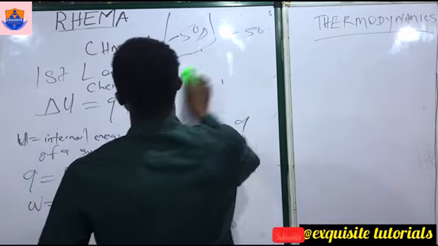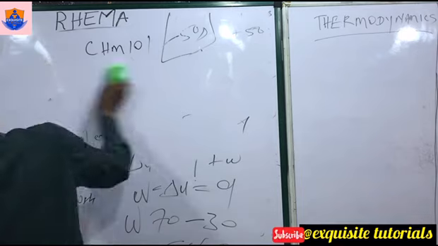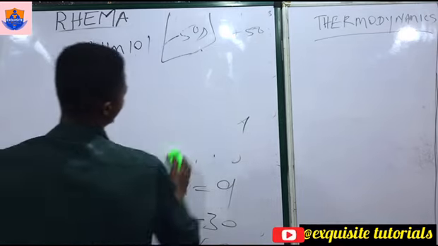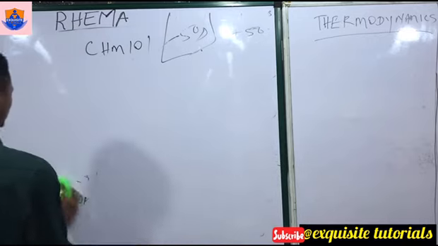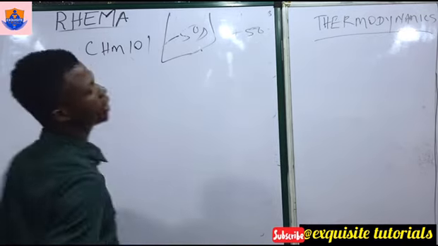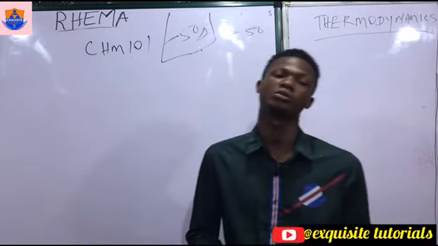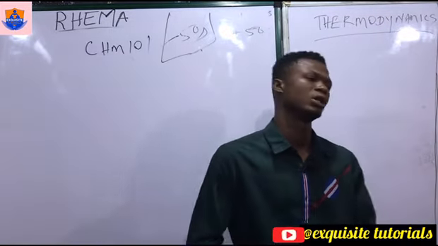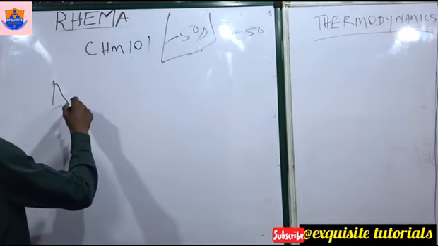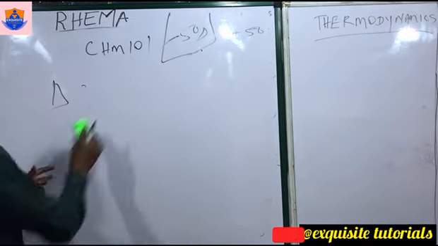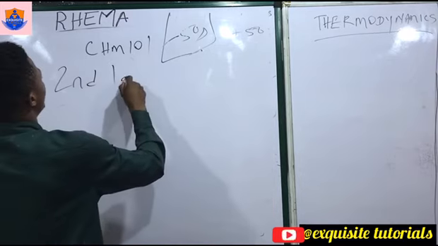Now from here, let's move to the second law of thermodynamics. When you are talking about the second law of thermodynamics, it talks majorly about entropy. What is entropy? The level of disorderliness.